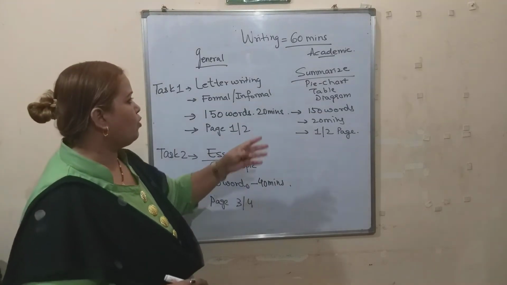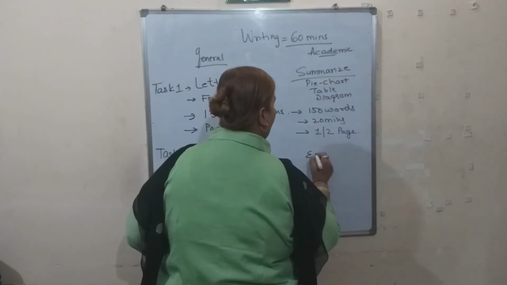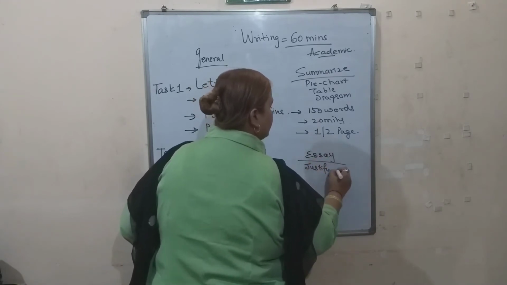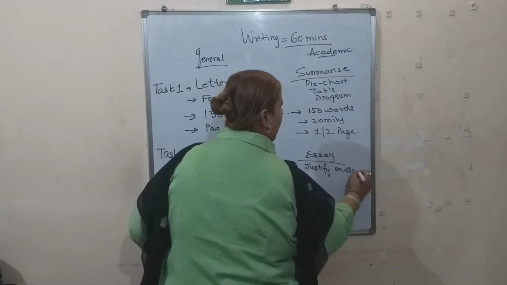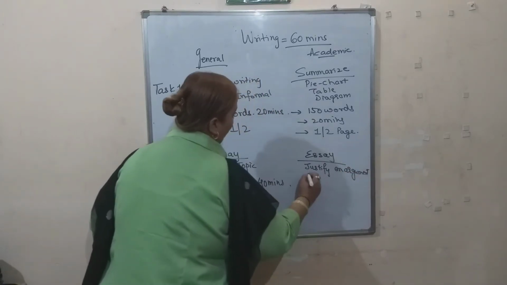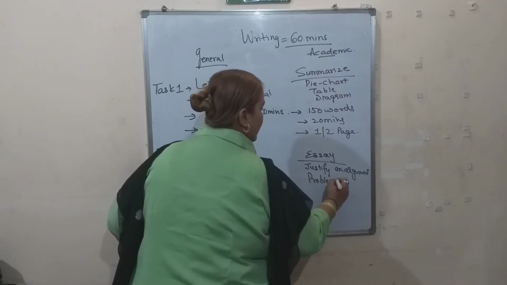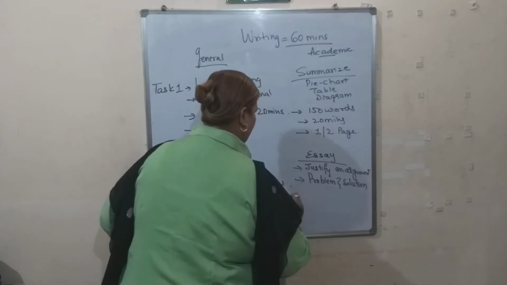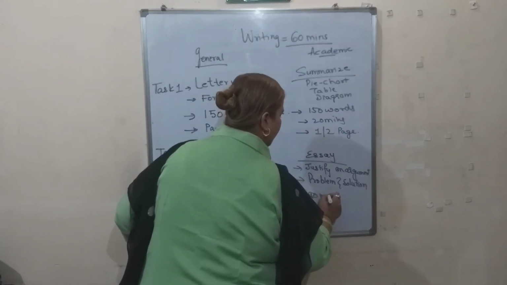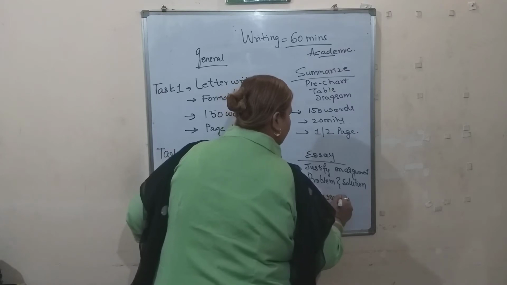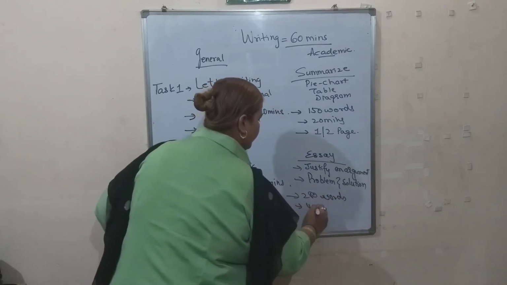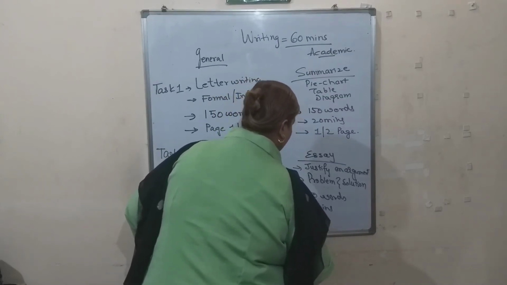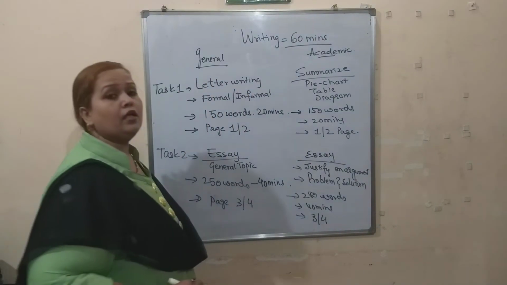Okay, now let's go for the academic. Here also it is an essay, but usually to justify an argument, or it can be a problem and solution type of question. So here also a candidate needs to write 250 words in 40 minutes, and it's on page number 3 and 4 of the answer booklet.